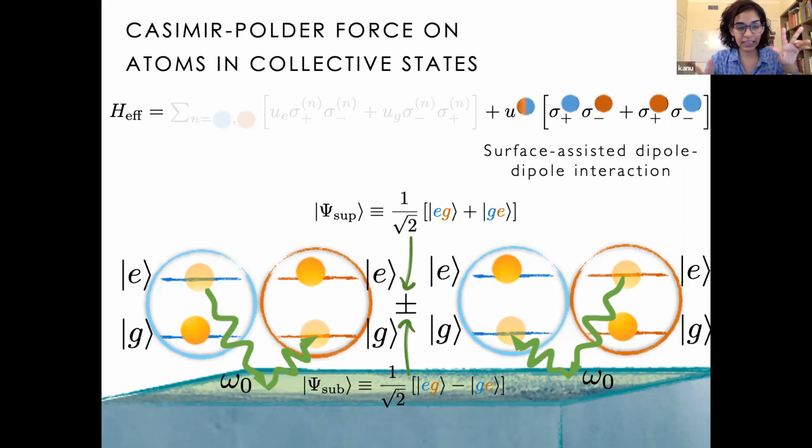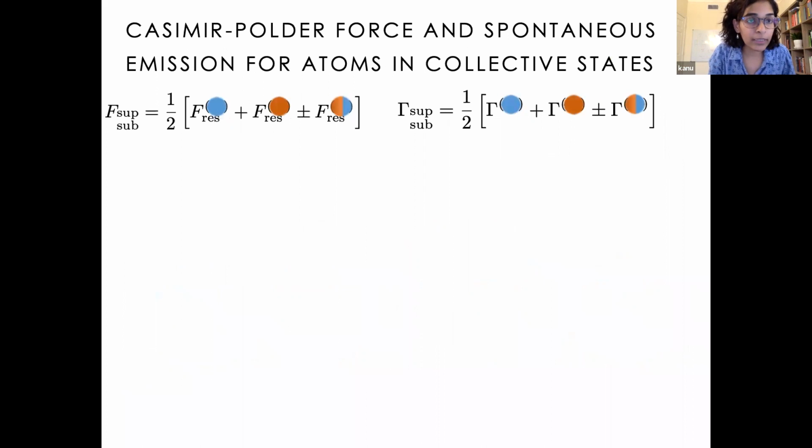And in each of these two processes that you're seeing here and there, these processes can interfere either constructively or destructively with each other, depending on how the atoms are correlated. So this is the key idea behind there being collective Casimir-Polder forces. Okay. All right, and we can look at this a bit more concretely in terms of some numbers. So here, these are the expressions for the Casimir-Polder force on a super and a subradiant state. And schematically, you can see that it looks very similar to the super or subradiant spontaneous emission.